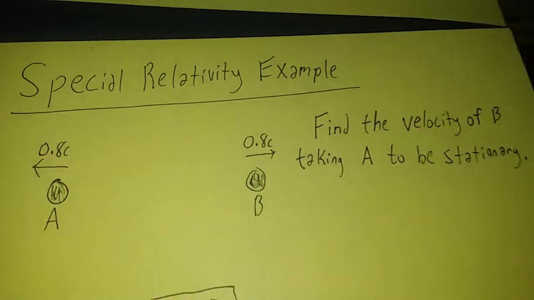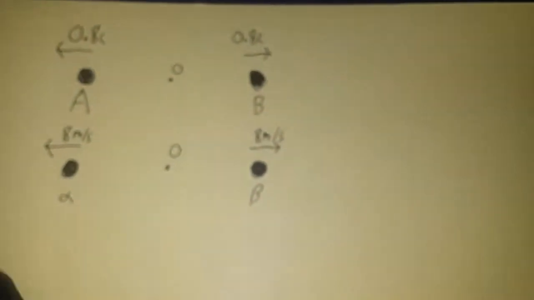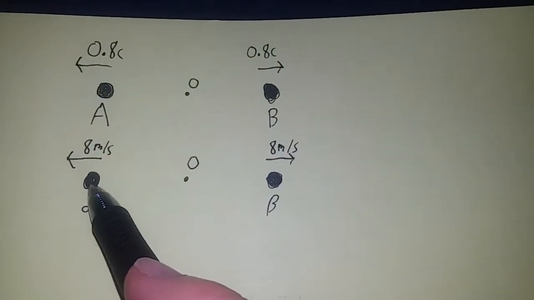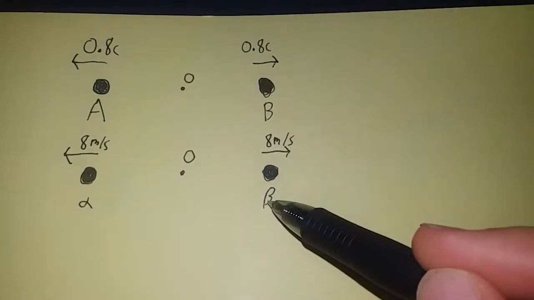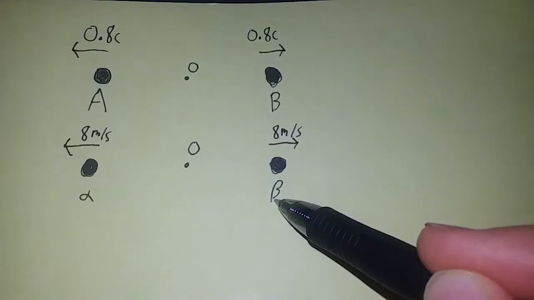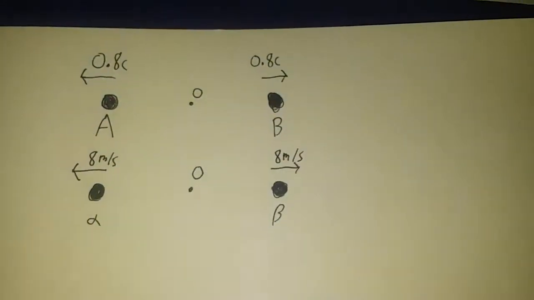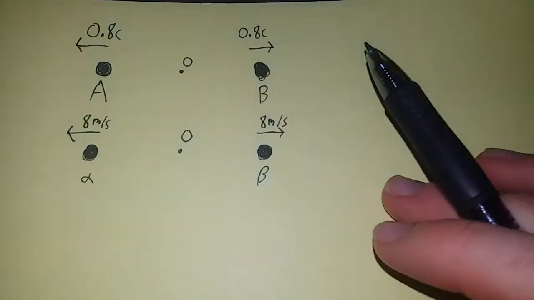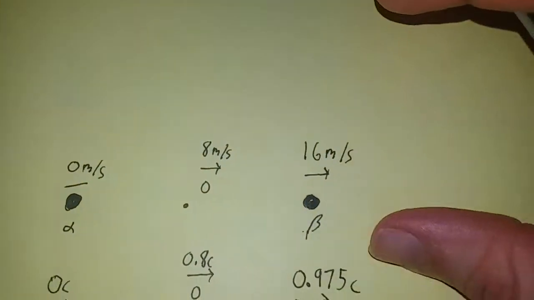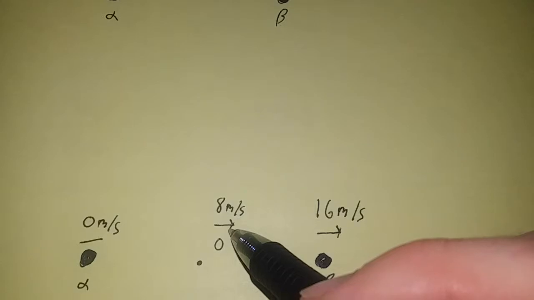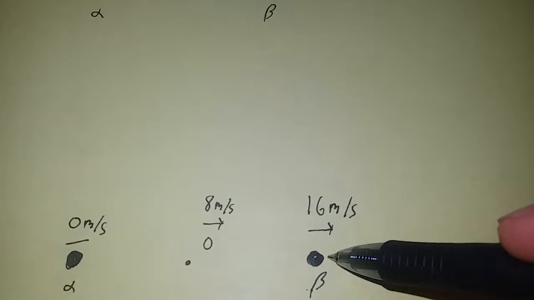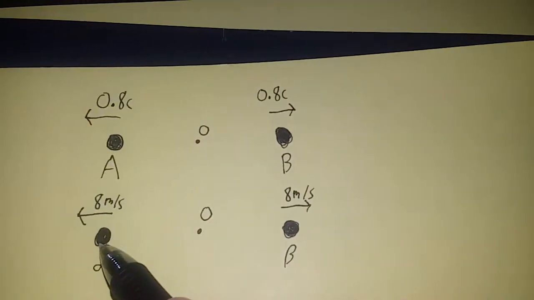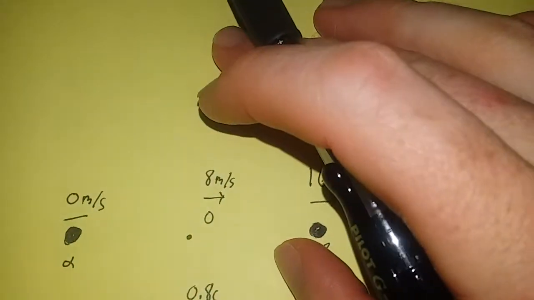Now, with a normal moving object, much less than the speed of light, let's say 8 meters per second. Say object alpha is moving 8 meters per second and object beta is moving 8 meters per second in the other direction, starting both from this point of origin here. We would see that the point of origin would appear to be moving at 8 meters per second and the object beta would be moving at 16 meters per second if we took object alpha to be stationary, 0 meters per second.